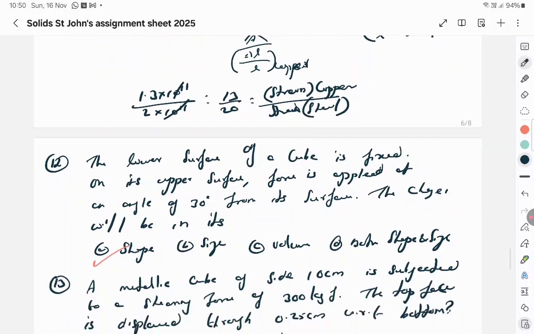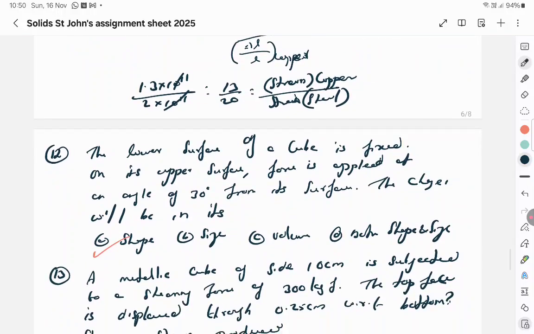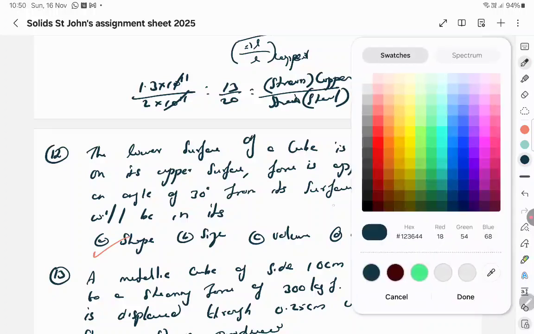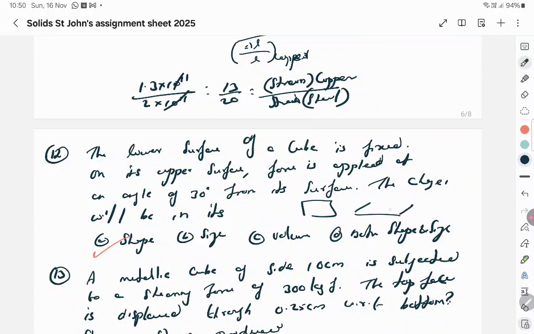The lower surface of a cube is fixed and force is applied on the upper surface, which means it's shear stress. The force is applied at an angle of 30 degree theta. There will be a change in shape, nothing else. In the shear stress, whatever is like this is going to become like this. Just a change in shape. A rectangle will become a parallelogram, or a cube will become a parallelepiped.